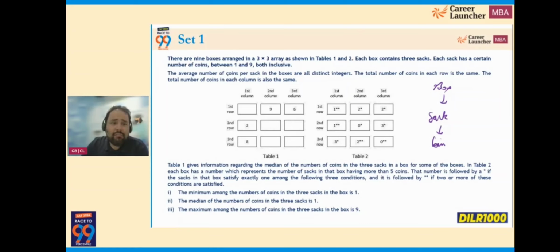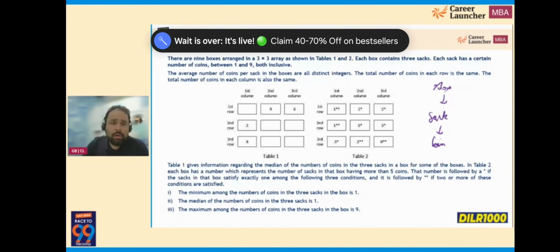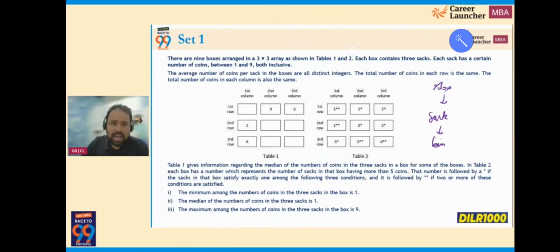The average number of coins per sack in the boxes are all distinct integers. If I look at this box, the average number of coins per sack means total coins divided by the number of sacks, which is 3. This should be equal to an integer, and each of these will be unique integers. We've just stated they are distinct integers. Somewhere it will be 1, somewhere 2, 3, 4, 5, 6, 7, 8, agree with that? All unique integers, 1, 2, 3, 4, 5, 6, 7, 8, 9.